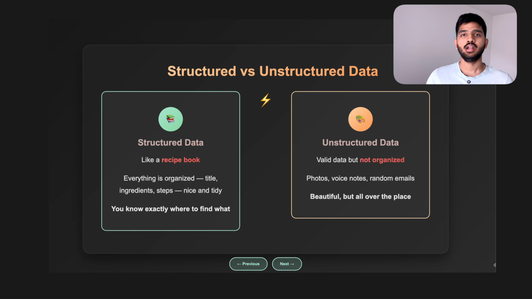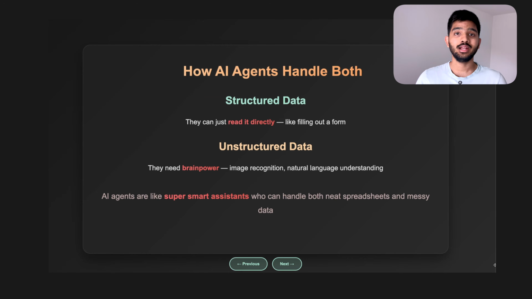Unstructured data, on the other hand, is valid data but it's not organized. It's like all over the place. We have to search for it and then find what we need. It might be valuable but it's scattered here and there. There is no label, no clear structure. Now AI agents can deal with both types. When it's structured data, they can read it directly like filling out a form. But with unstructured stuff, they need a bit of brain power, like using image recognition for photos and natural language understanding for text. So AI agents are kind of like super smart assistants. They can deal with structured data and also with messy data as well.